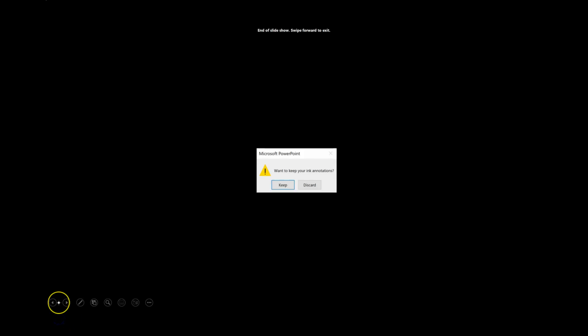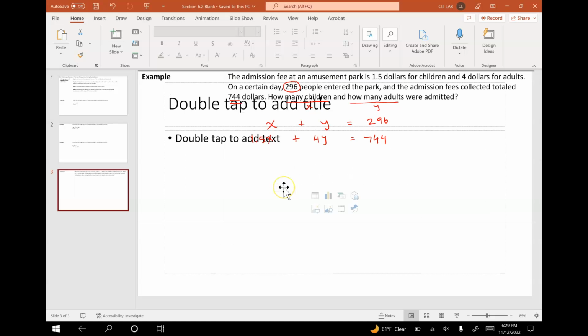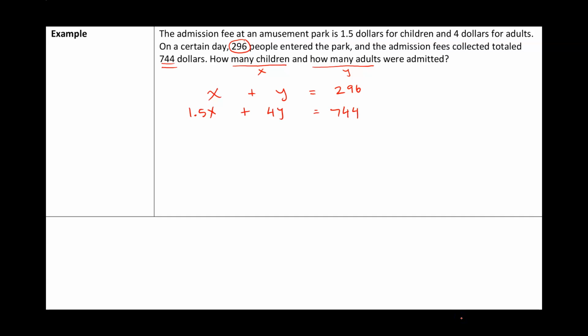So step one is to get one variable by itself. And remember, you always choose a variable that has a coefficient of 1. So I can just go with this x. So I have x plus y equals 296. And if I want to get the x by itself, I'm going to subtract y from each side. So I get an equation that says x equals 296 minus y. That's my new equation. That's step one.